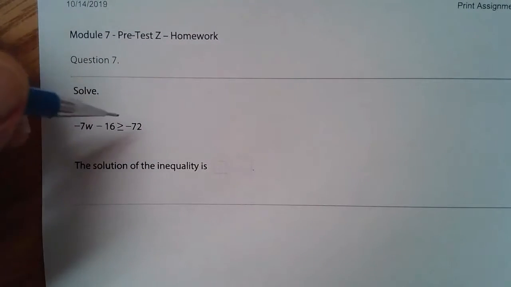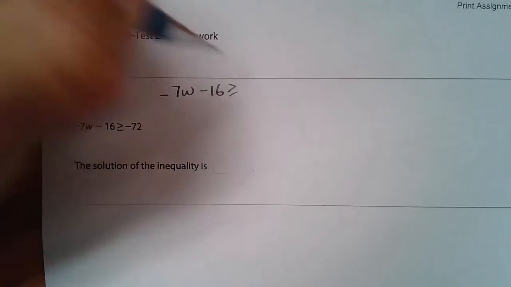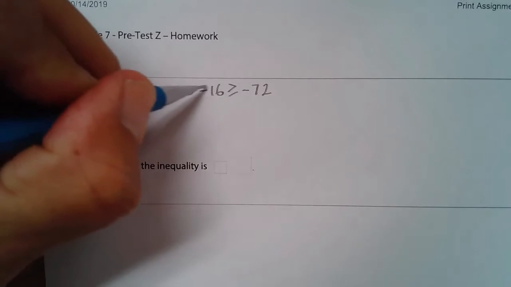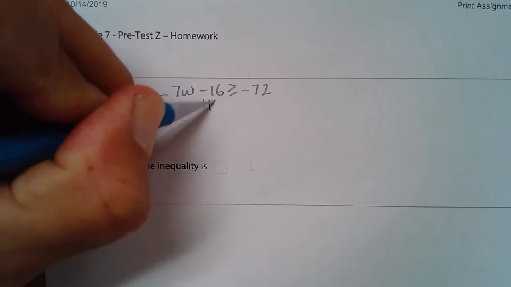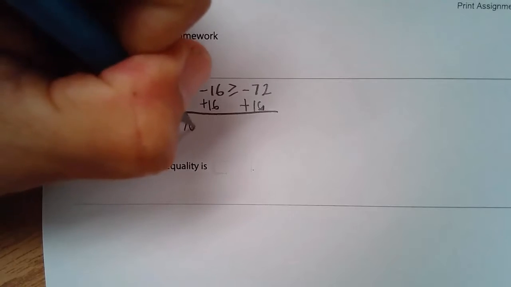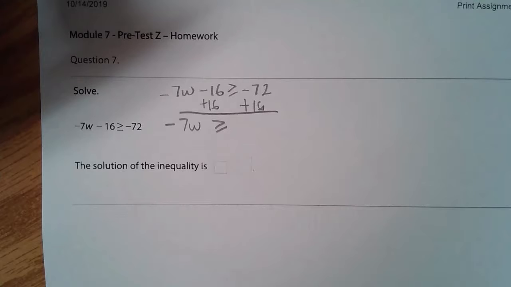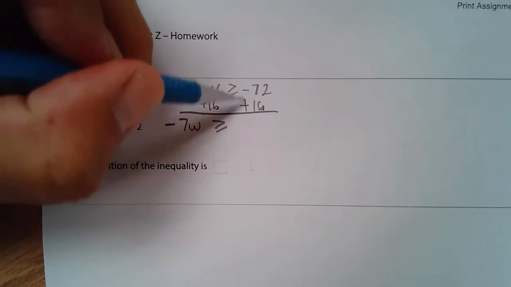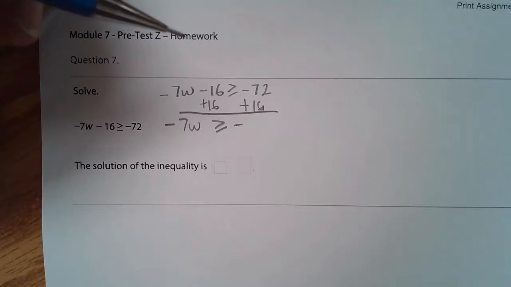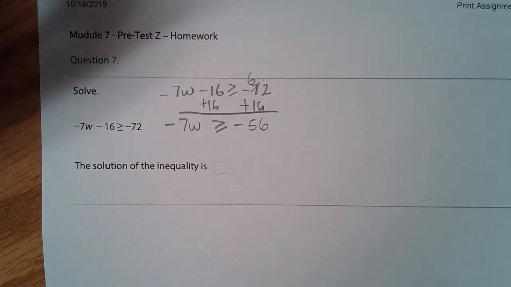All right, we got to solve this. Not so bad. I'm going to write this up here. Negative 7w minus 16 greater than or equal to negative 72. I am going to first get rid of the subtracting 16 by adding 16. Inverse operations. Negative 7w is greater than or equal to, I got to subtract 72 minus. So these are opposite signs. I have to subtract them. I know that my answer is negative, or this part of the answer is negative. And 12 minus 6 is 6, and that is 6 minus 1 is 5.